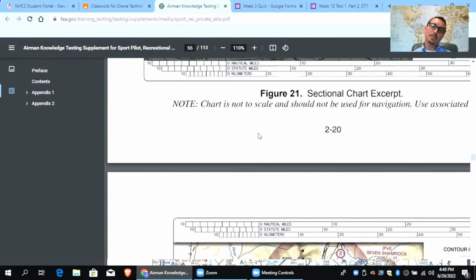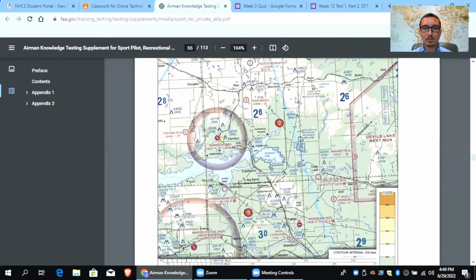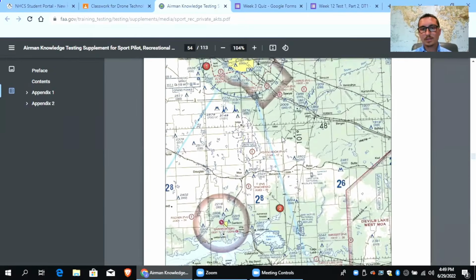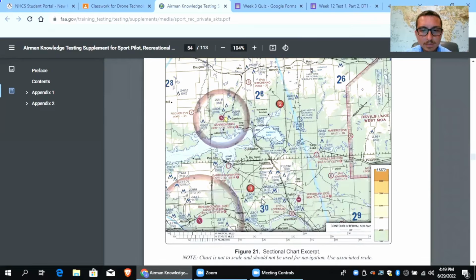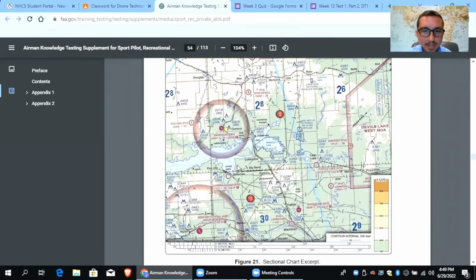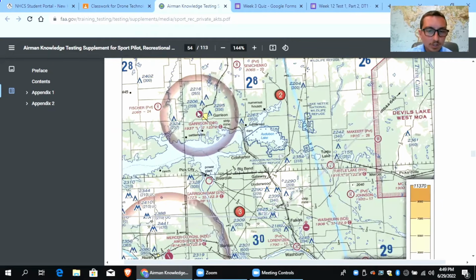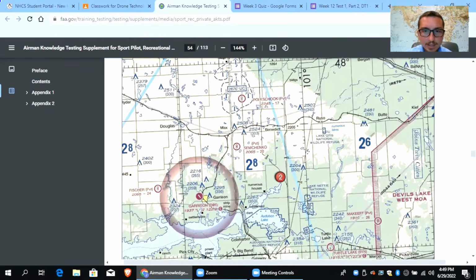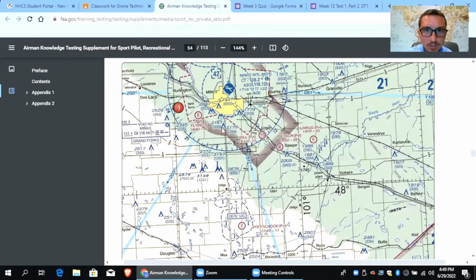These take a little bit sometimes. All right, figure 21. Come on, it'll be slow. Zoomed out too much. Okay, there we go. All right, so I need to find my Garrison. Okay, there's my Garrison Airport. And where is old Minto? I haven't looked at this one in a while. Okay, here's Minto, there's Garrison.